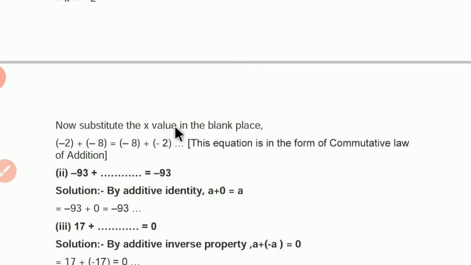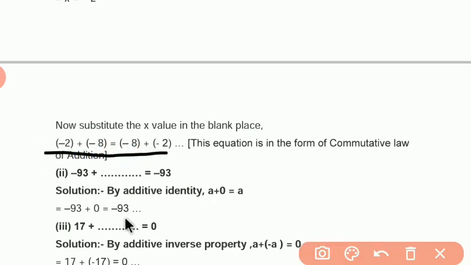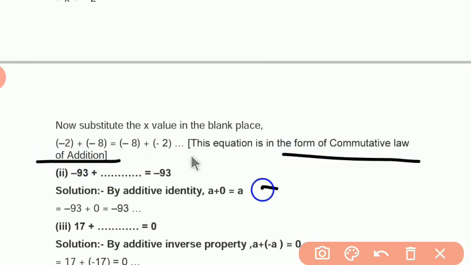Now we can substitute the x value in the blank space. So -2 + (-8) is equal to -8 + (-2). And this equation is in the form of the commutative law of addition, which is a + b = b + a.